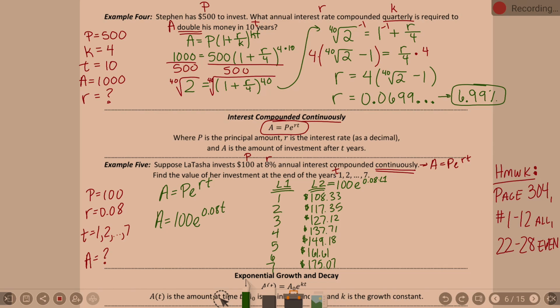Okay, guys, your homework for this lesson is page 304, 1 through 12 all, 22 through 28 even. That homework will be due on Friday because I'm not here tomorrow.